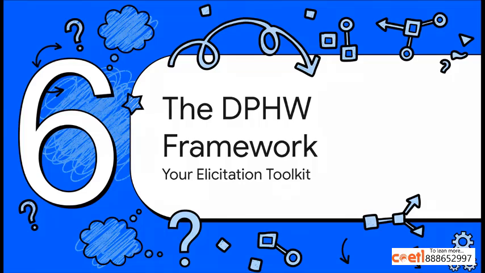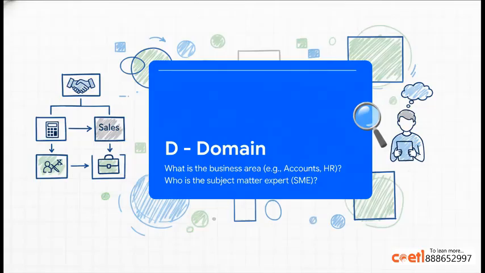Well, there's a simple but really effective four-part framework you can use. First up, D is for domain. Before you even think about asking a question, you've got to orient yourself. What's the business area we're talking about? Is it accounts, HR, sales? And crucially, who is the subject matter expert here? Your first job is to find that person.